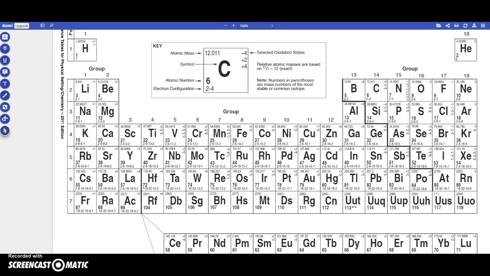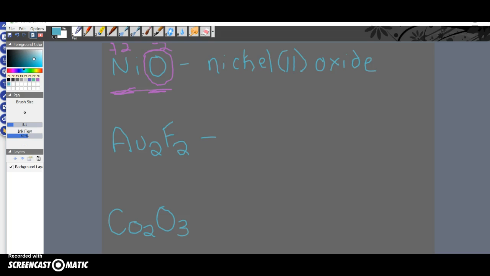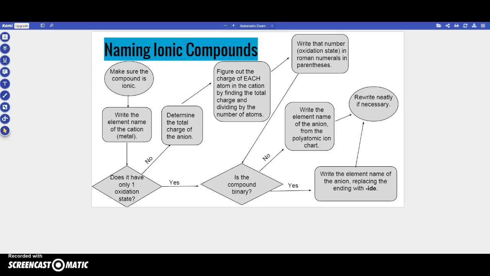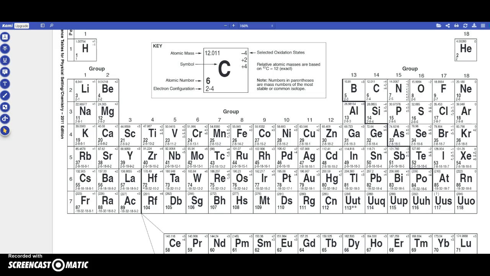All right, so our next one is Au2F2. So just like always, we're going to write the name of our cation. In this case, it's Au, which is gold. So we're going to write gold. Then it says, does it have only one oxidation state? We find gold, number 79, in our periodic table, and no, it doesn't. It can either be +1 or +3.